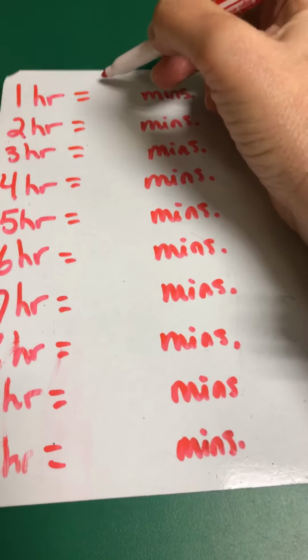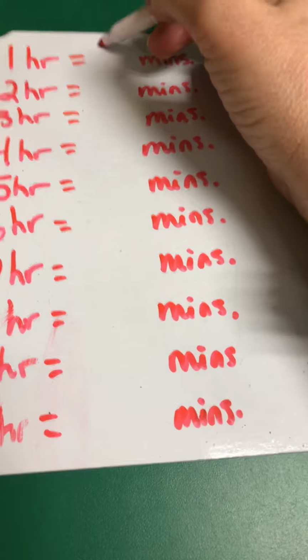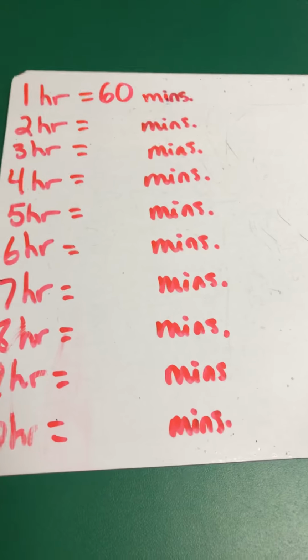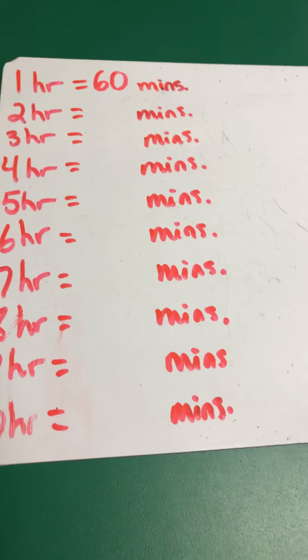So, I know at least one of you would raise your hand and tell me there are 60 minutes in an hour. So, how many minutes would there be in 2 hours?